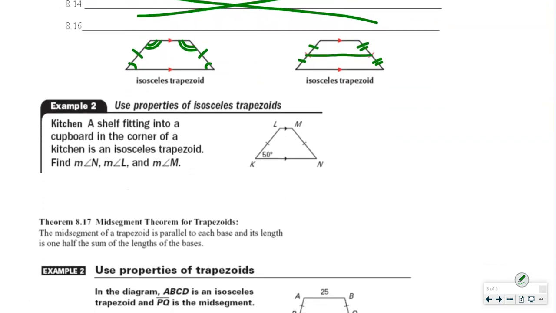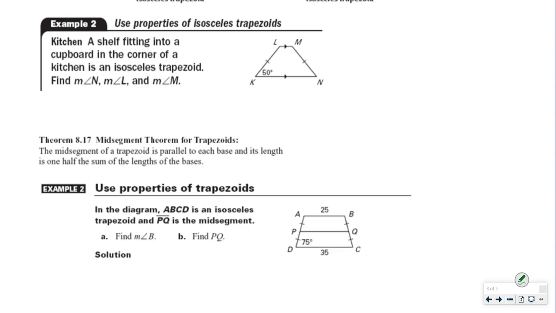So, using properties of isosceles trapezoids. Say we have a shelf fitting into a cupboard in the corner of a kitchen, and the shelf is an isosceles trapezoid. So we want to find the measure of angle N, L, and M. I know, because it's an isosceles trapezoid, that my base angles are going to be congruent. So if angle K is 50, so is angle N. So angle N is 50 degrees.